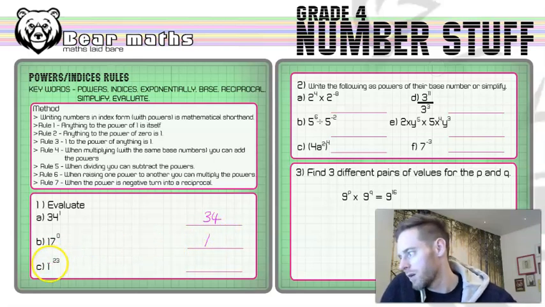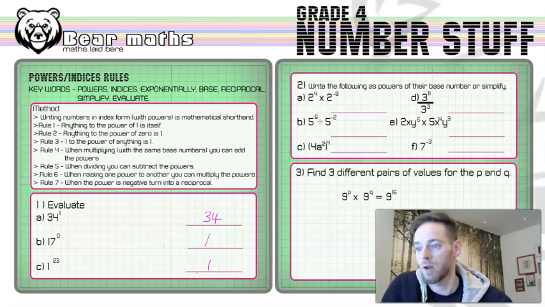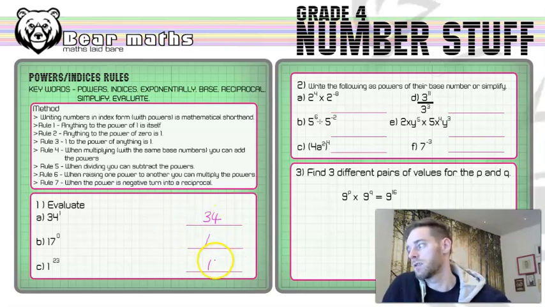Right, now C, 1 to the power of 23. 1 to the power of anything is still just 1, because what you're doing with powers is you're multiplying the number by itself and then itself again and itself again. We're doing that 23 times over. So 1 times 1 times 1 times 1, and so on. No matter how many times you multiply 1 by itself, it will always be 1. Okay, so there's the first 3 answers and the first 3 rules.